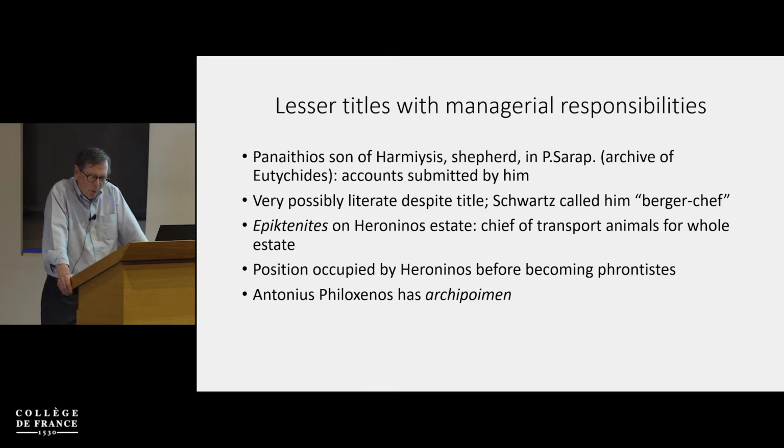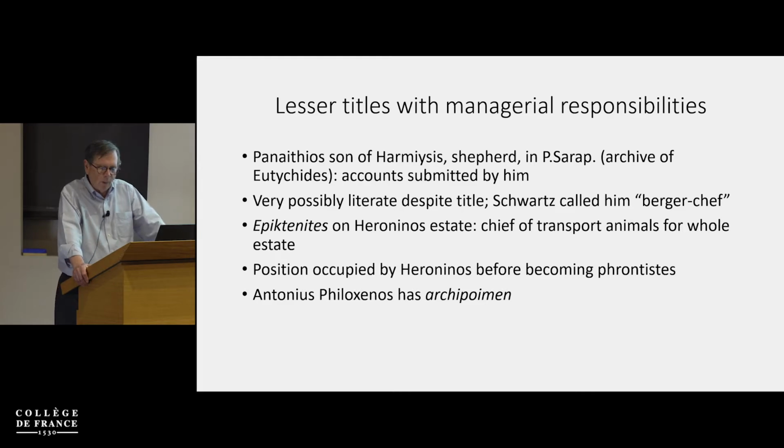Another indication of the importance of managing animals on such estates is the role played by the epictenetes on the estate of Appianus, as documented in the Heroninus archive. In fact, Heroninus himself was an epictenetes before becoming a frontistes. The term is attested only once outside this archive, but it seems to have designated someone in charge of the central management of animals used for transport among the frontides, or the units, of the estate.